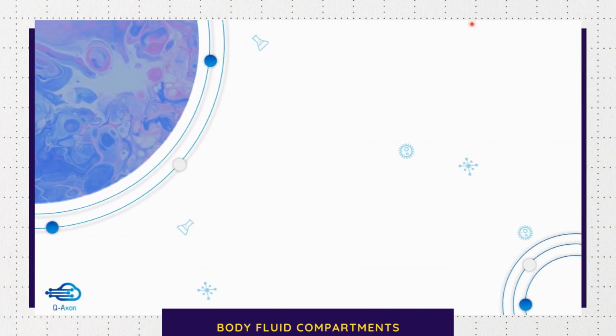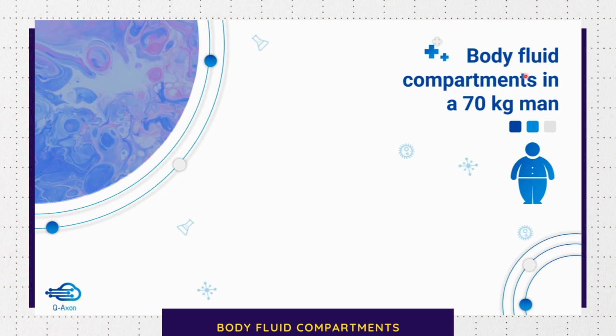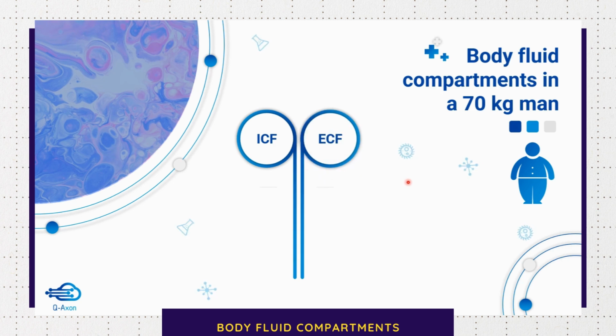So with this knowledge of distribution of body fluid in various compartments, can we determine how much body fluid is present in various compartments in a 70 kg man? Let's see how much will be present in ICF and ECF. We know that 40% is ICF and 20% is ECF, isn't it? So we have to take 40% of 70 to calculate how much fluid is present. It will be 28 liters, and for ECF, 20% of 70 kg, it will be 14 liters.